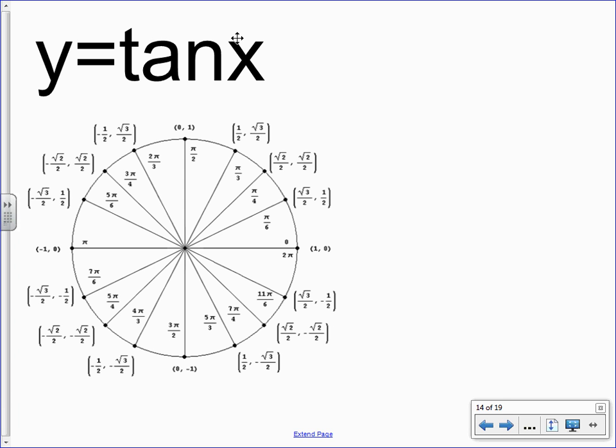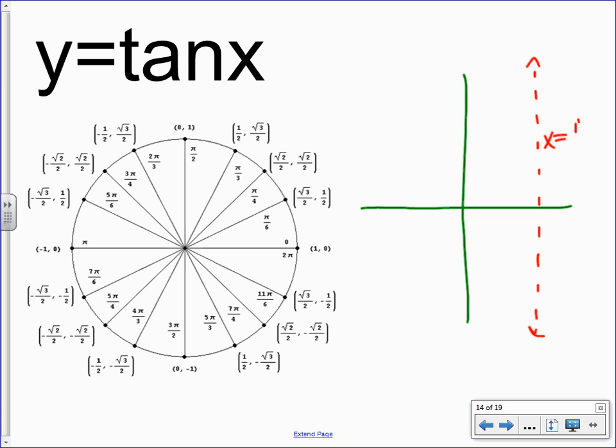We decided that since the tangent at pi over 2 is what? Undefined, which means graphically we have an asymptote at x equals pi over 2. Okay, I'm going to then talk about negative pi over 2. What's the tangent at negative pi over 2? Undefined. So we have another asymptote there.